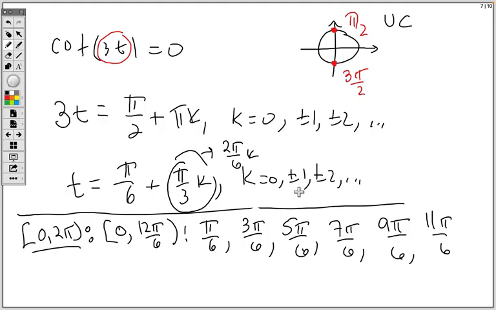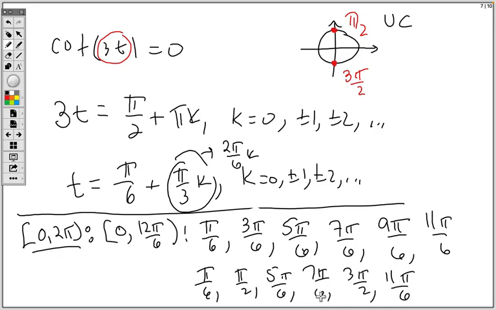If I substitute in negatives for the integers here, I'd be subtracting 2 pi over 6's. If I take pi over 6 minus 2 pi over 6, I'm under 0. So these are our answers. Now we can simplify these, right? So pi over 6, 3 pi's over 6, that's pi over 2. 5 pi over 6, 7 pi over 6, 9 pi over 6, that's 3 pi's over 2, 11 pi over 6. Right. So how many answers did I get? I got 1, 2, 3, 4, 5, 6.